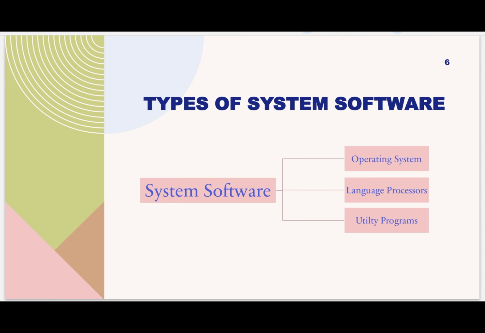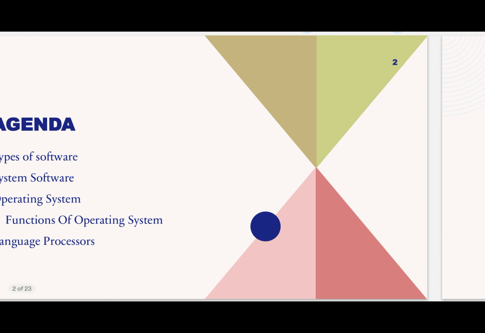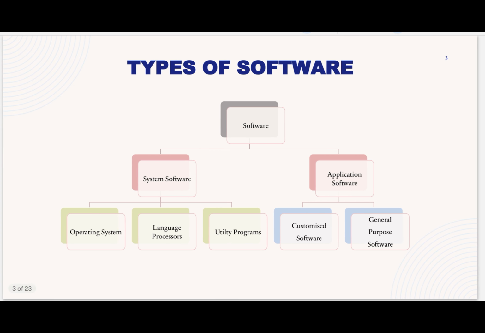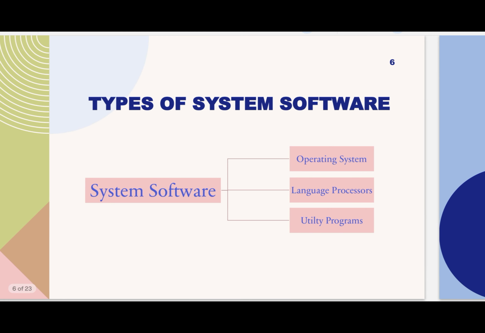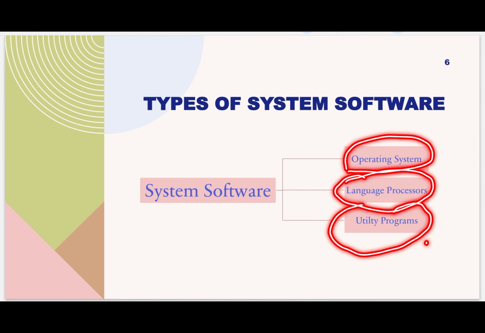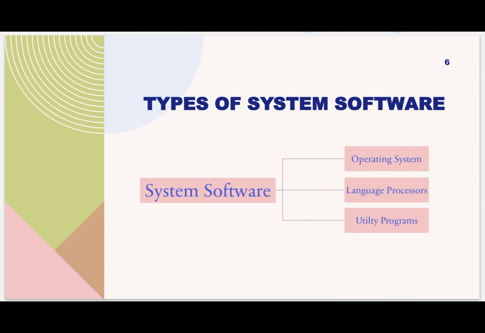Now as we see in the first diagram, system software is also divided into three parts, right? You can see here, system software is divided again into three parts. Which are those? Now we will see. First one is operating system, second one is language processor, and third one is utility programs. First we will see now operating systems.